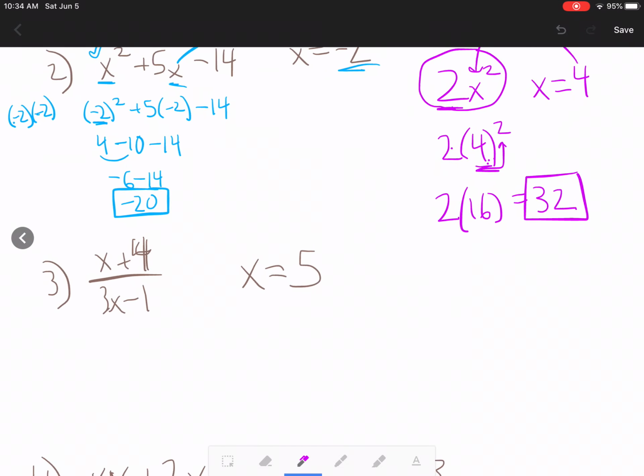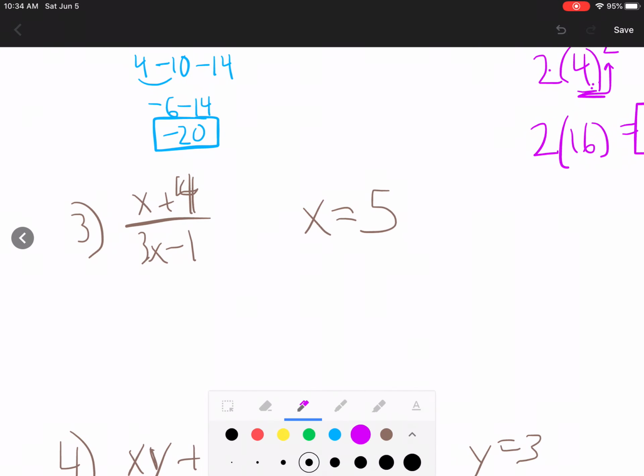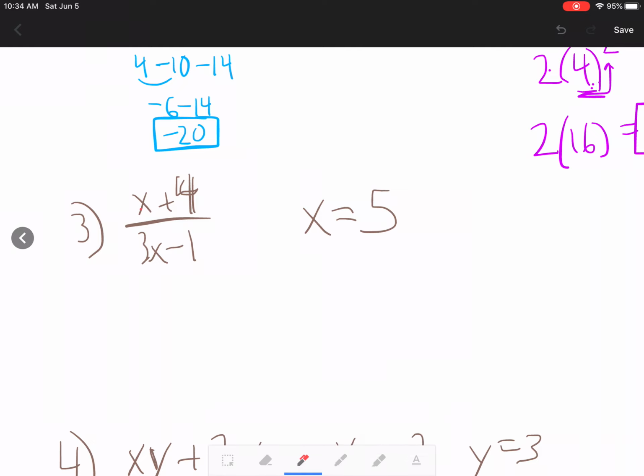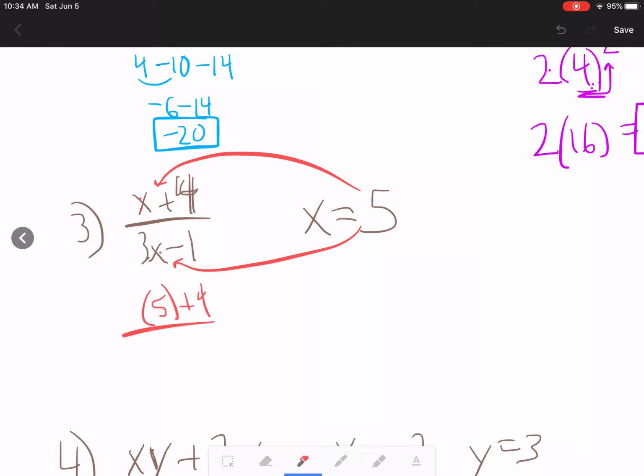All right, now back to the main problems. Let's take a look at this one. Let's go red again. All right, in this one, we have, again, 2 variables, but we have a fraction. Again, I just want to show you that even though it looks different, the process is no different. We're going to take that 5 and we're going to put it in wherever we saw x. So we'll have 5 plus 4 over 3 times 5 minus 1.